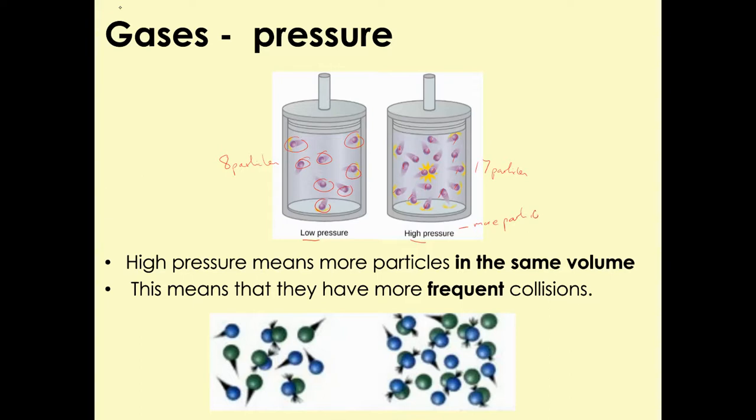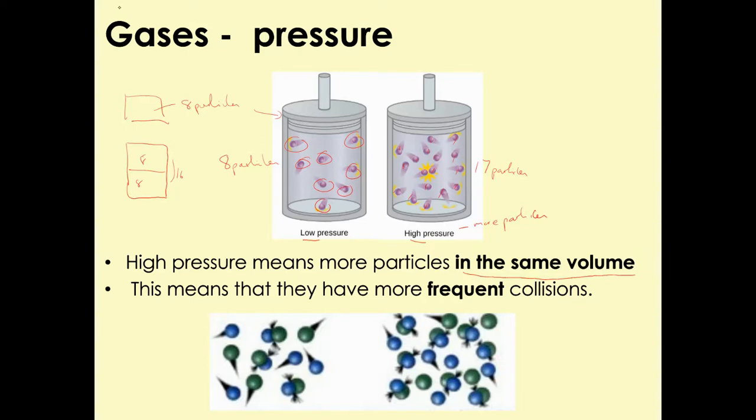But we need to be clear when we're writing this in an exam that it's not just more particles. Say I've got this size with 8 particles. If I had a bigger container but the same pressure, say it was twice the size, I might have 8 there and 8 there, so I'd have 16 in total. So we need to be specific that it's more particles in the same volume. I've put that in bold there because it's really important.